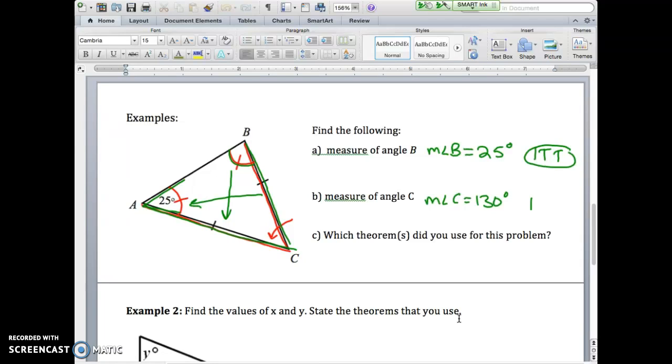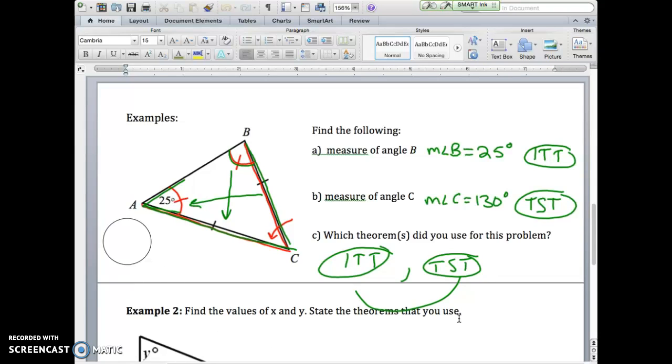And my justification there, I know it didn't ask for it, but might as well show you. Oh wait, it does ask: which theorems did you use for this problem? I used the isosceles triangle theorem for the first one, and then the triangle sum theorem for the second one. Let's make that into a smiley face. Oh, it's kind of creepy.